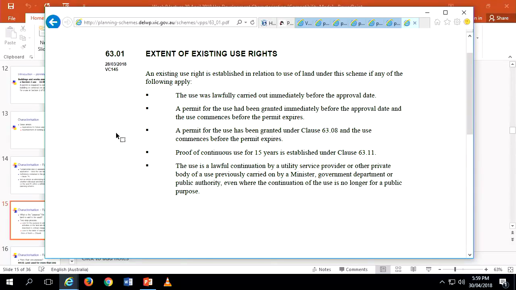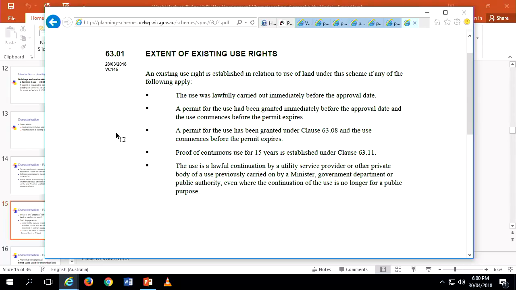An existing use right is established in relation to the use of land under this scheme if any of the following apply. So what does that first sentence mean? What is it meaning if you have an existing use right? It predates the scheme, and it means that you can still keep going, even if you don't comply with the planning scheme. So you can be in the general residential zone and you can be carrying out industry, and off you go, you keep going, even though it is Section 3 or prohibited in the planning scheme.